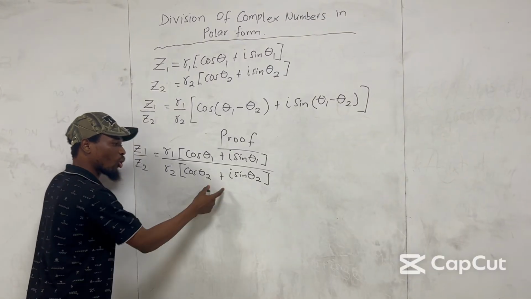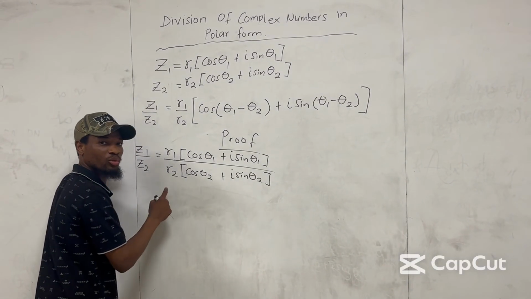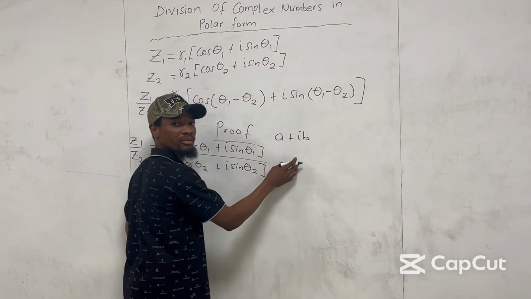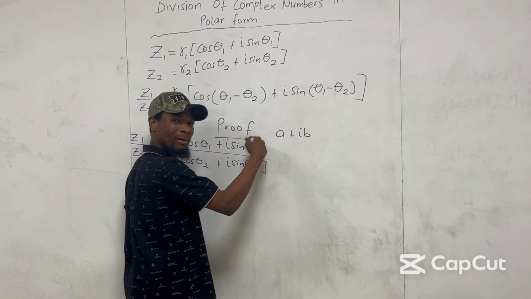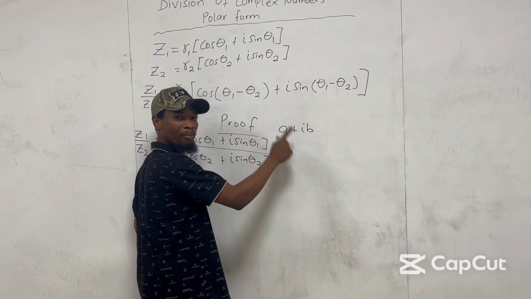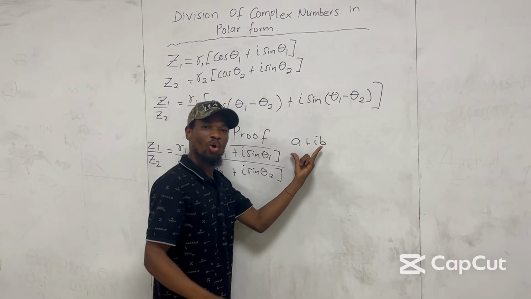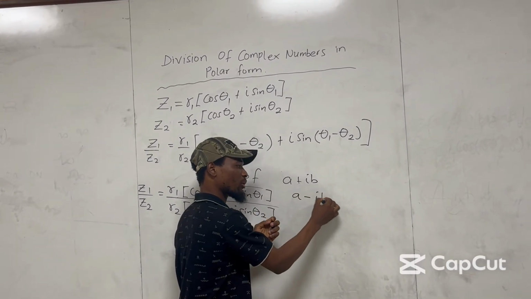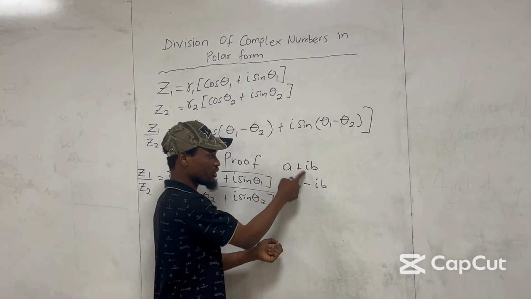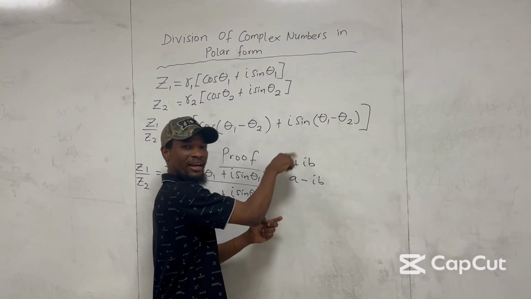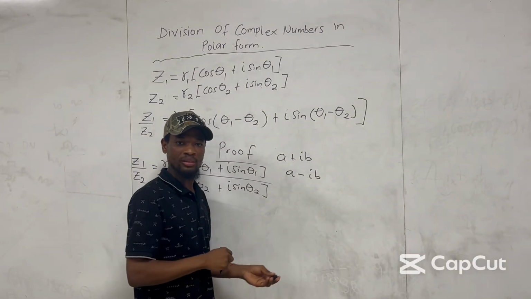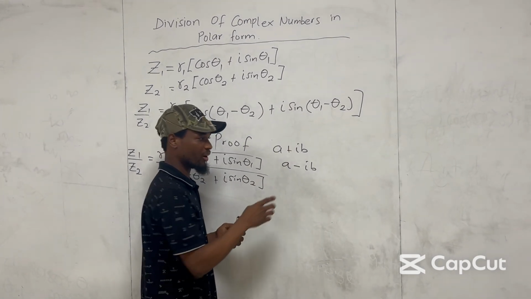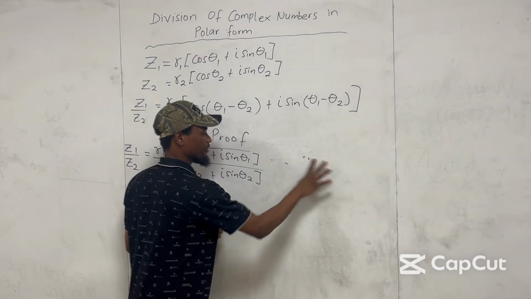So the conjugate of this is minus. Okay, so we have a plus ib. This is the real part of the complex number, and this is the imaginary part of the complex number. So the conjugate of this is a minus ib. You get that? We just reverse the sign or the polarity. If it is positive, it goes with minus or subtraction, and vice versa.